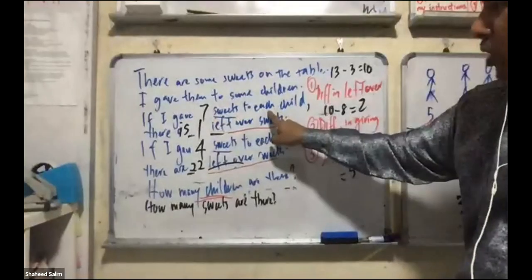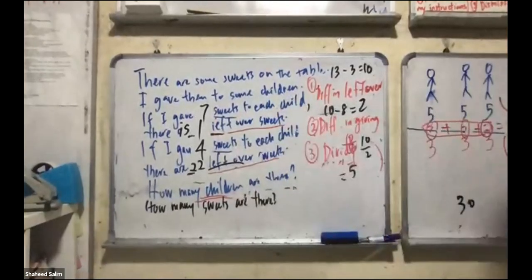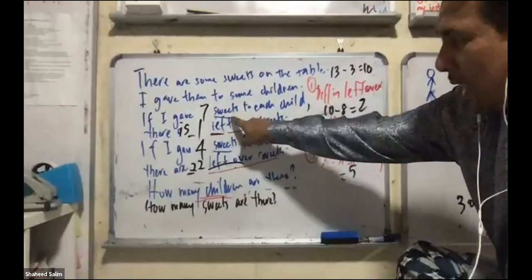Number of sweets per child times the number of children, then you plus the leftover. You can use either one. Okay, and plus the leftover. 50 sweets and 7 children. Yes. Well done, all three.